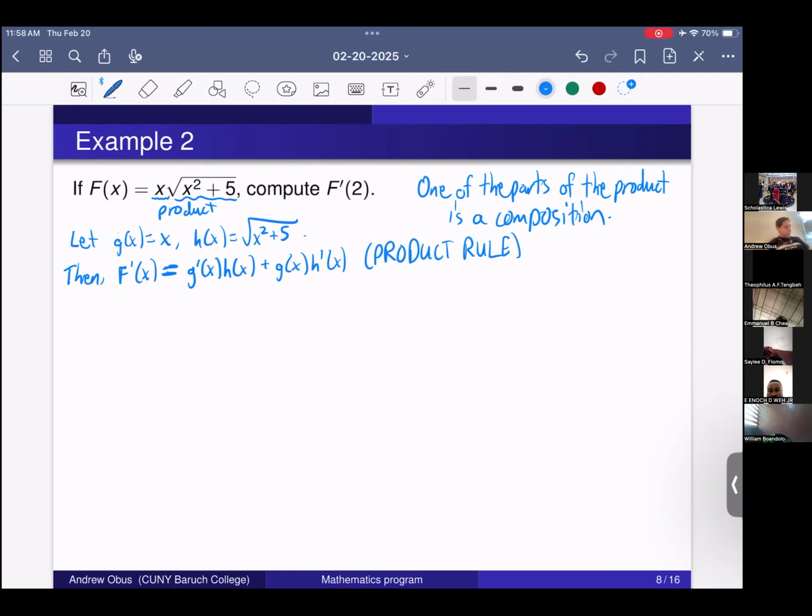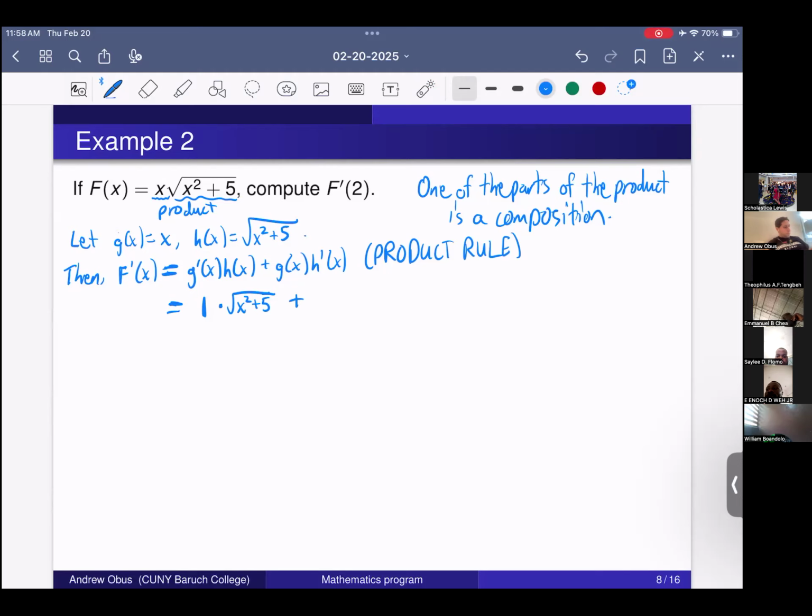Now we know that the first part is that if you differentiate g of x, you will have 1. So you have 1 times h of x, and our h of x is the square root of x squared plus 5. Then you do plus: now you are holding g of x constant, which is just x, then you differentiate h of x.